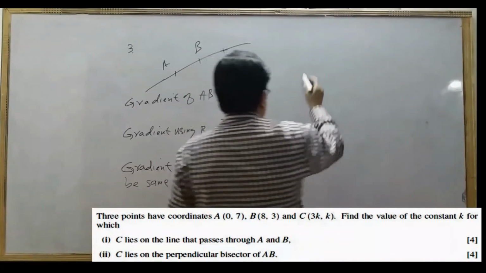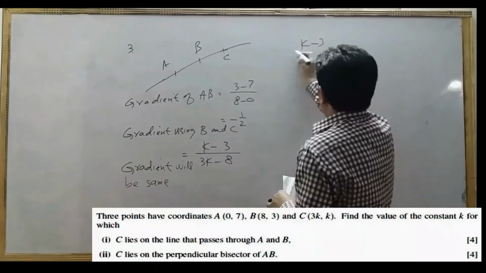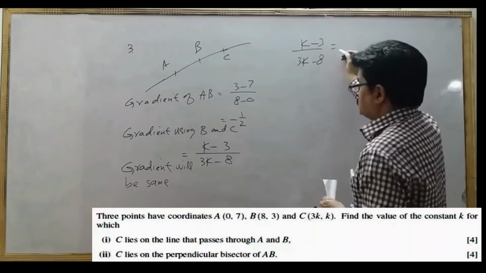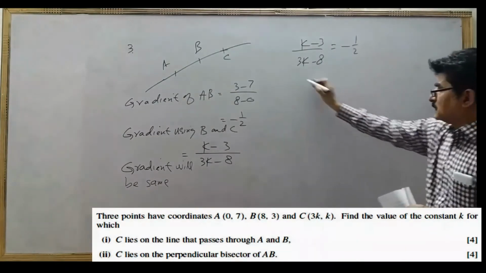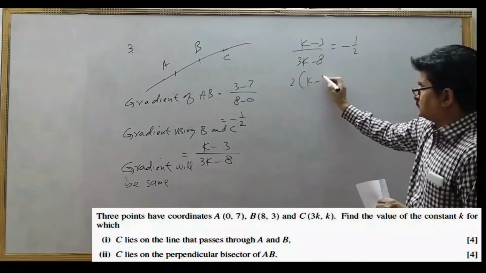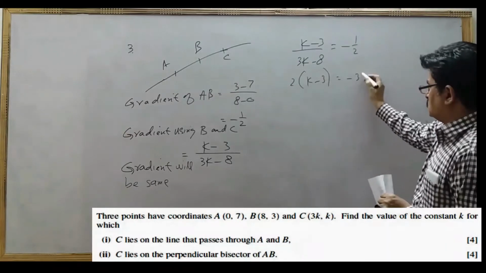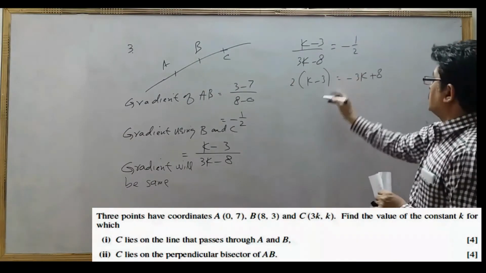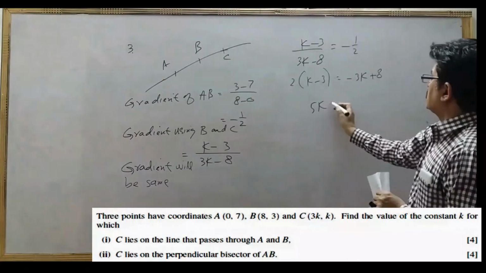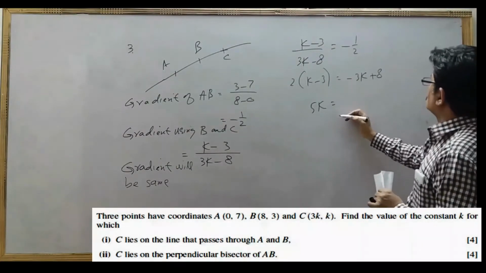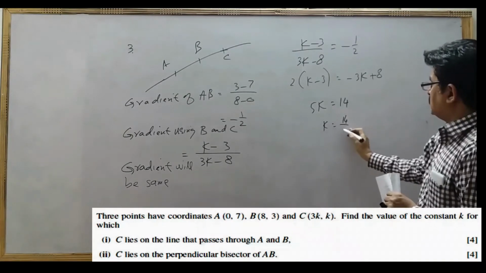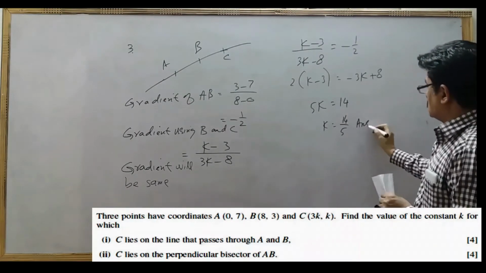Therefore, you can write (k minus 3) over (3k minus 8) equal to -1/2. Now you will cross multiply and solve this equation. You will get -3k plus 8. Shift to left. 5k is equal to 14. The value of k will be 14/5.